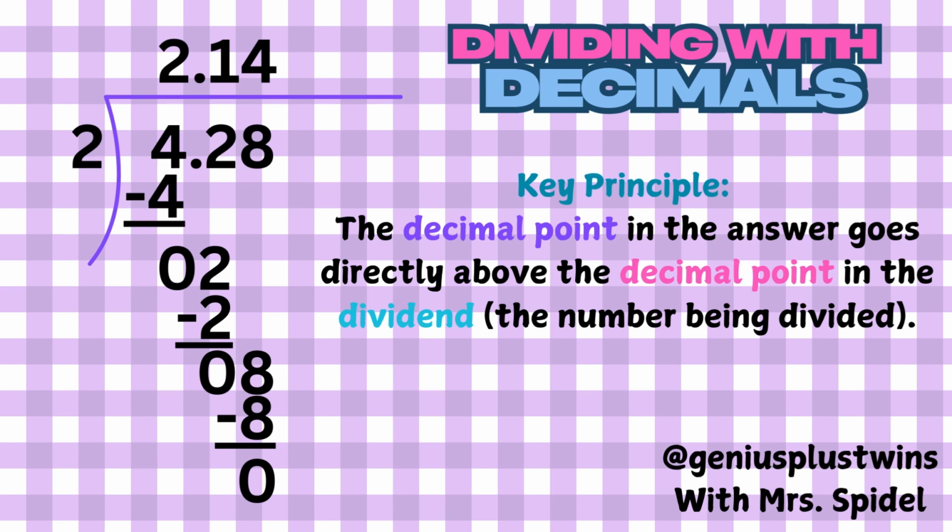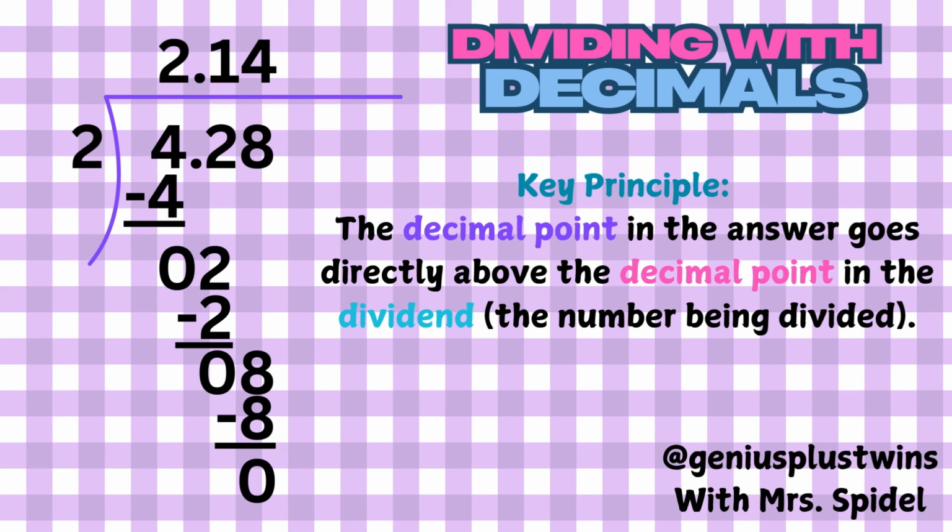First, we try to determine how many 2's there are in the number 4. And of course, 2 2's are 4, or 2 times 2 equals 4. I put the 2 up on the answer line, and I put the 4 underneath the existing 4 in the question. And I subtract and get 0. Then I move the decimal place directly above where it is in the question to the answer line.